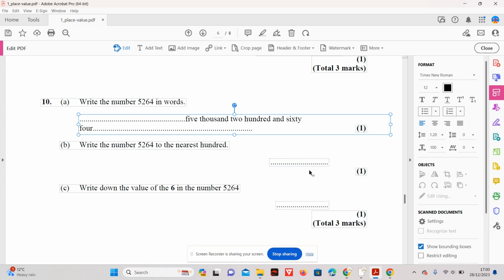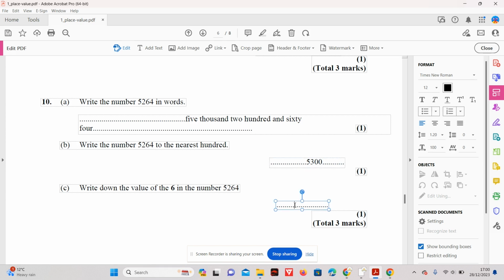Question 10b says write the number 5,264 to the nearest 100. So again, we're looking at our tens column, which is 6. So we're going to round that up. So we're going to keep 5,000 the way it is, and then because it's 200, we round that to 300, and we just keep it like that.